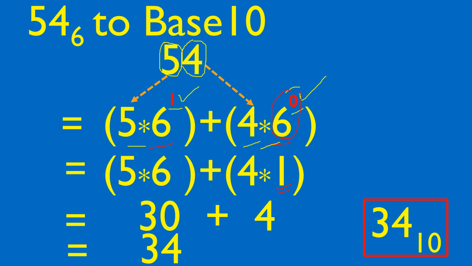So let's move to the next example. So here we have 1001 in base 2, and we are converting it to base 10.